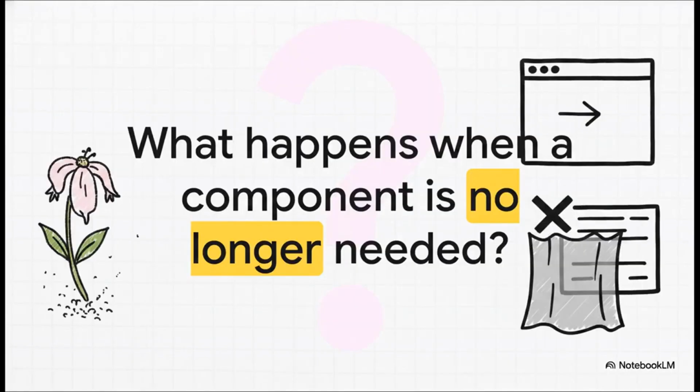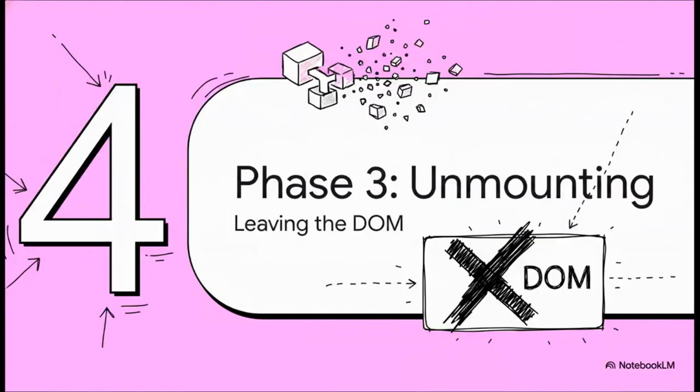But everything that lives has to end, right? What happens when the user navigates away or clicks a button that completely hides those pricing cards? This brings us to a massively critical question for your application's performance. Phase 3. Unmounting, leaving the DOM forever.